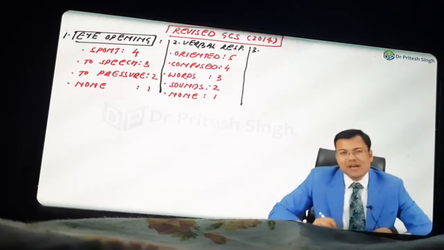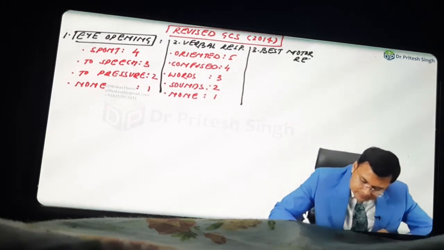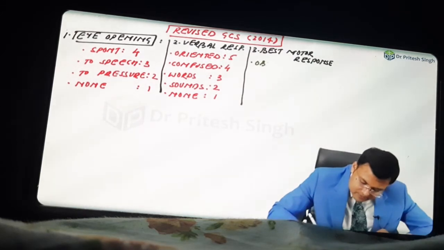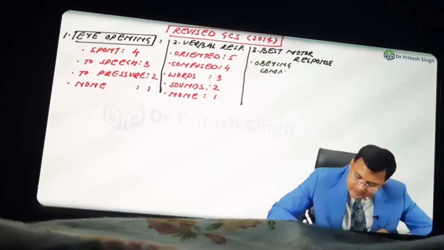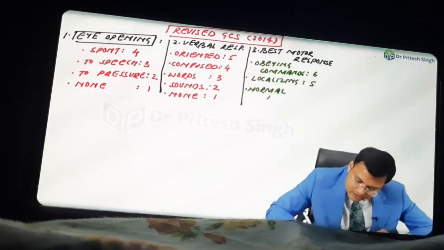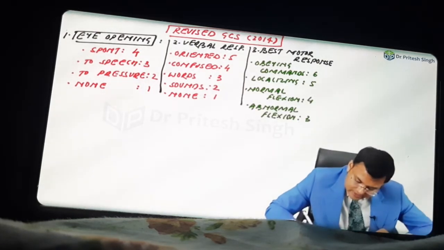And be careful, best motor response is the best parameter to predict the survival. So it's the best predictor of outcome. Here, obeying commands, score is 6. Localizing pain is 5. Normal flexion or withdrawal of pain, 4. Abnormal flexion, 3. Extension, 2. And no response or none, 1.